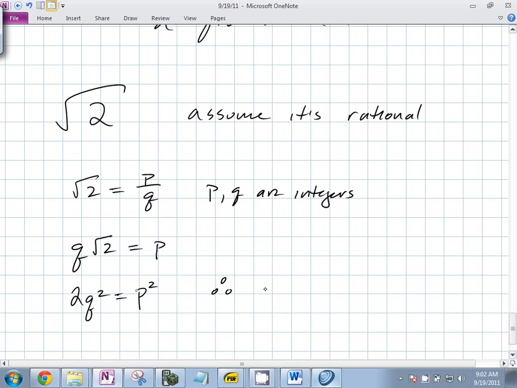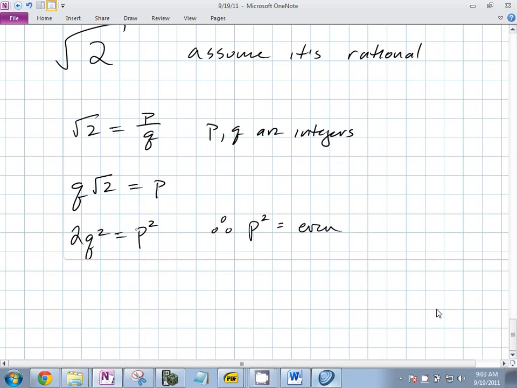What's one of the factors of P squared? Say it louder. 2. What's another factor of P squared? Q and Q squared, right? So 2, Q, and Q squared. So what can you tell me about P squared, the number? Is it odd or even? It's even. Do you agree with that? Yeah. It has to be because 2 is a factor. You okay with that? Okay.